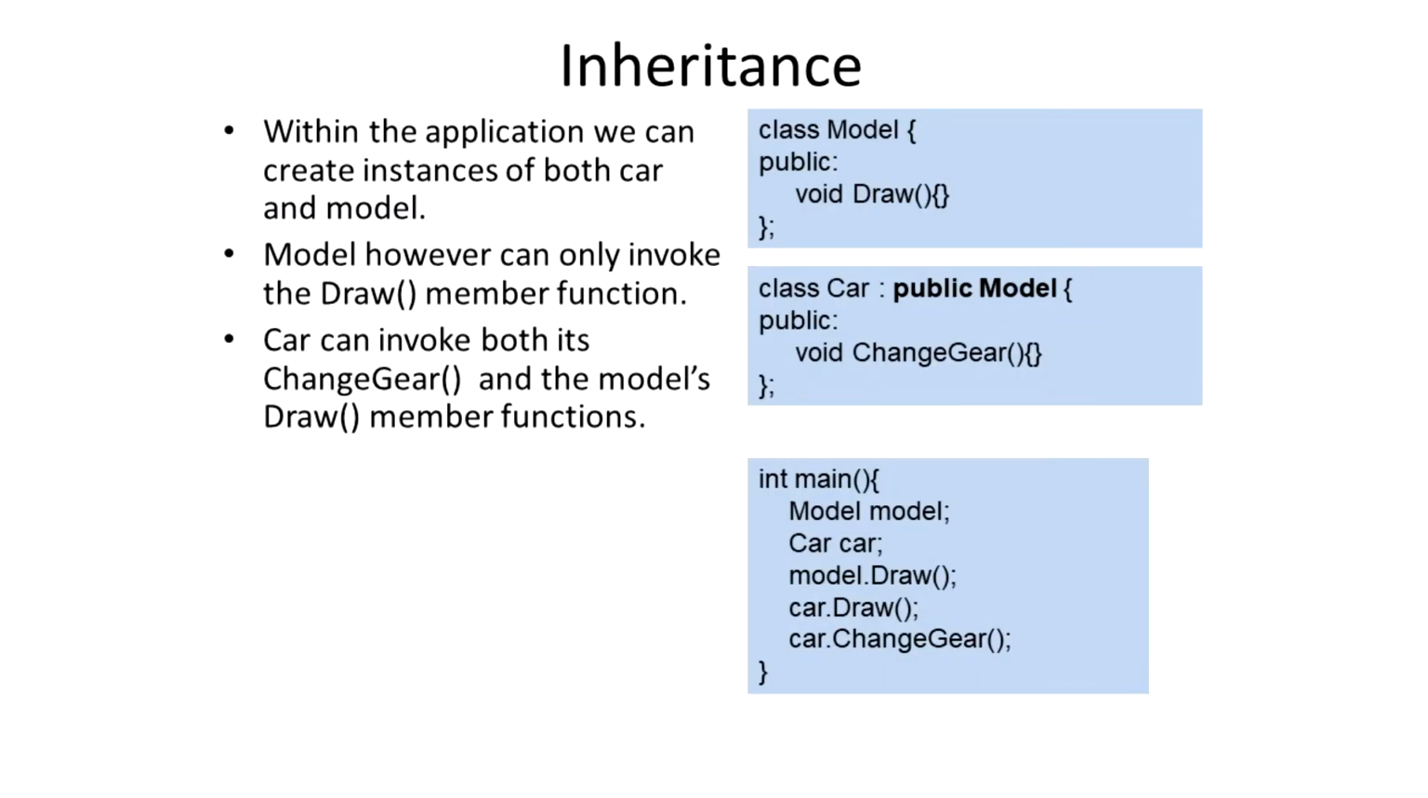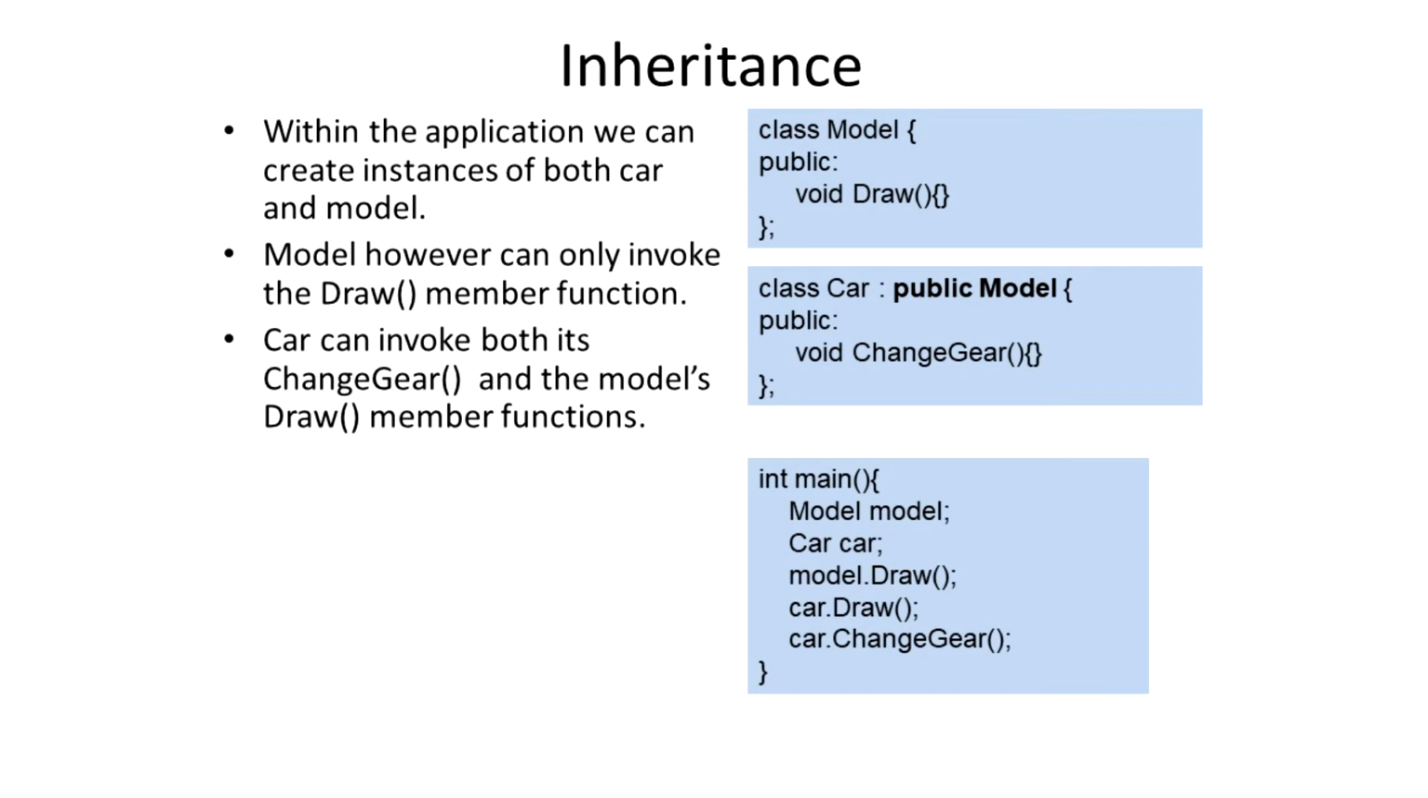And so if we have a look at this slide here, we'll see that we've got an example of a main function where we've instantiated objects of both the parent and the child class, model being the parent, remember, and car being the child. And so we can call the draw function through the model object because that's the parent that has access to that public function.